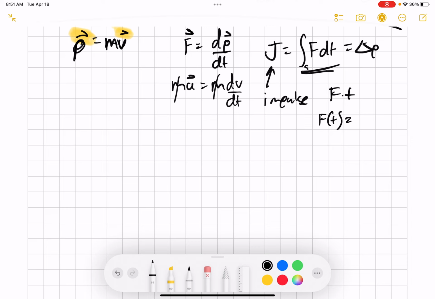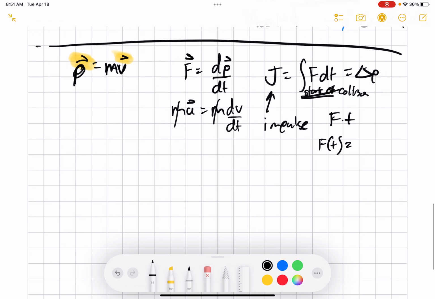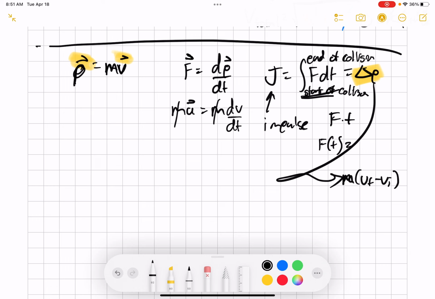Now, this would be your start of collision, and then the top one would be end of collision. Now, this would only be when those two objects are touching. So, for example, if you're looking at the impulse of someone hitting a baseball, it's only when the bat is in contact with the ball. So it's going to be a very short amount of time. And then obviously this is equal to the change in momentum, which would just be something like m(vf - vi).